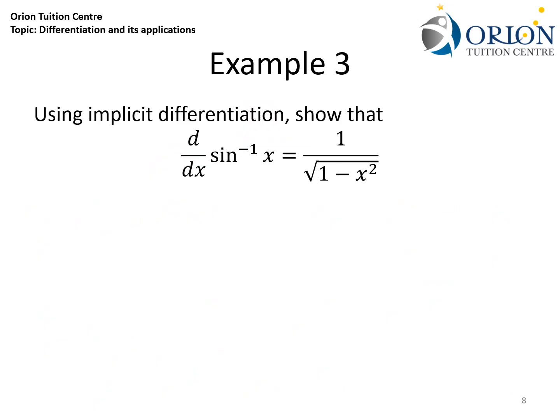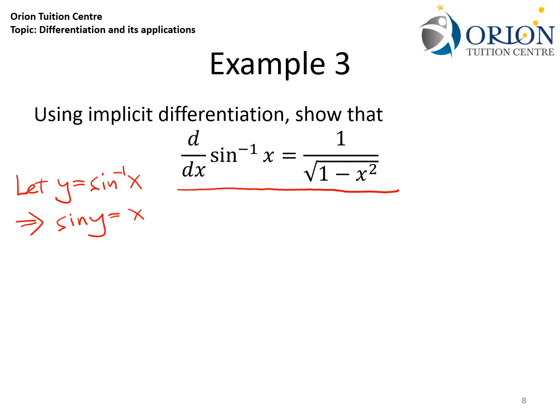In example 3, I'm going to make use of implicit differentiation to show the formula that we have learned earlier: differentiating sine inverse x equals 1 over square root of 1 minus x squared. So first, I will let y equal sine inverse x. That means if I find dy/dx for this expression, it will be the same as finding the formula for differentiating sine inverse x. Okay, I'm going to rewrite this equation as sine y equals x. Now I can differentiate this equation implicitly.